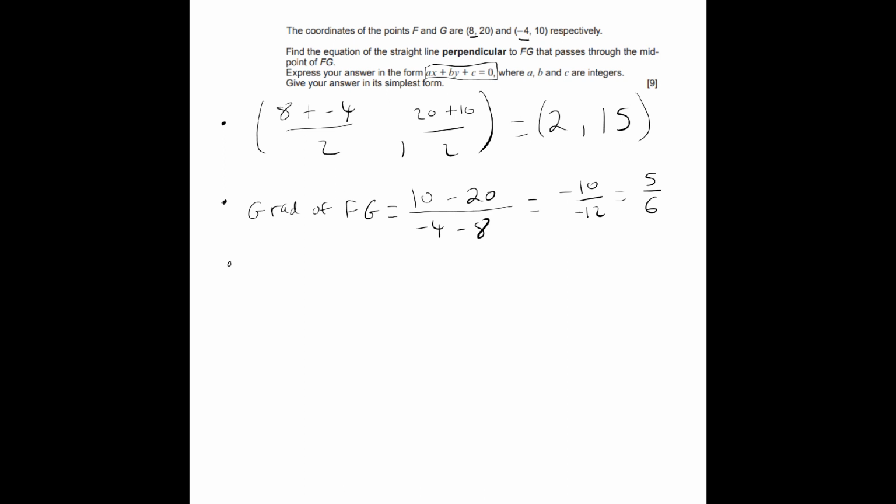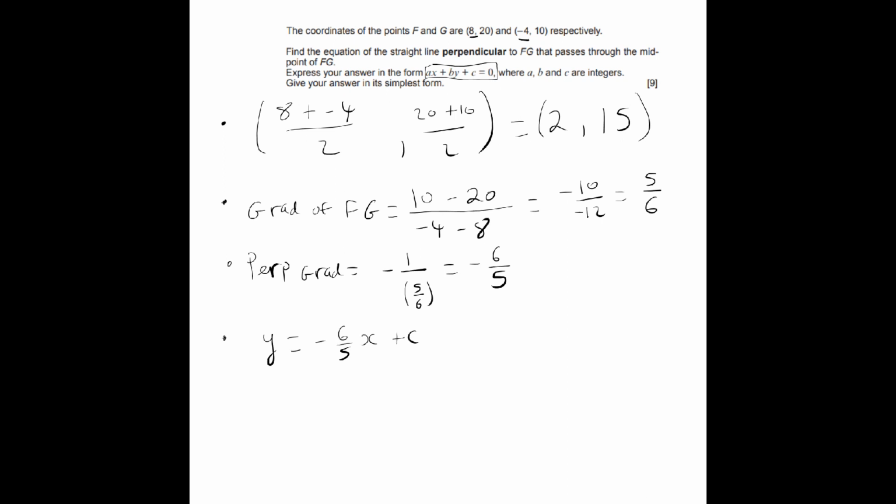Now we want the perpendicular gradient, which is going to be minus 1 over 5 over 6, which should simplify to minus 6/5. I'm going to leave it in the form of an improper fraction. We can now write the equation of the perpendicular line as y equals minus 6/5 x plus c.